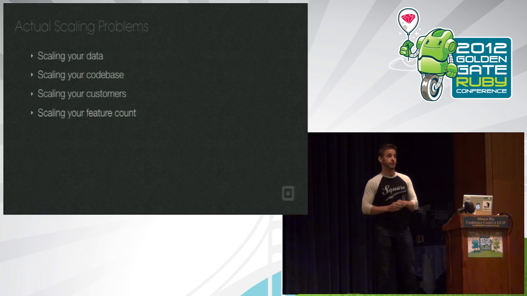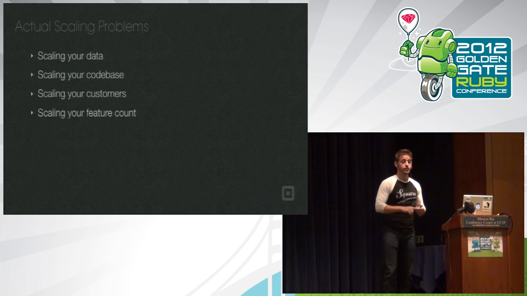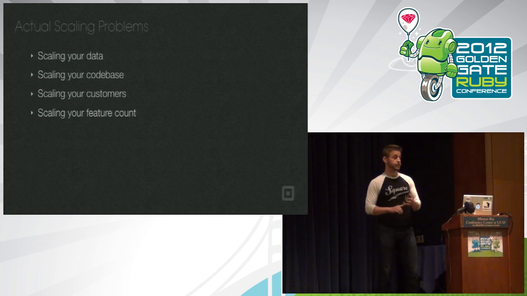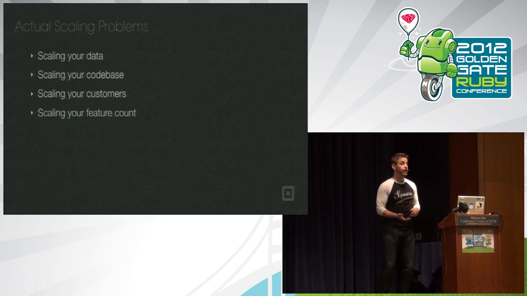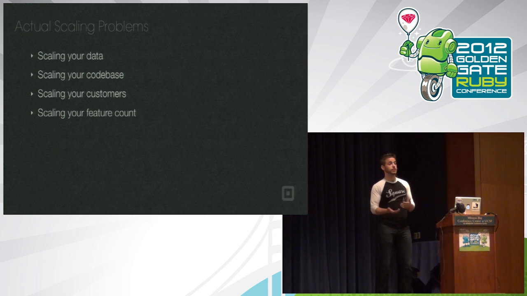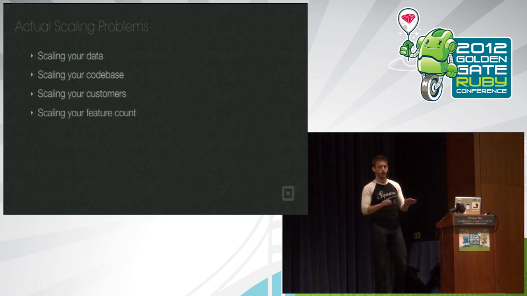Real problems that you have about scaling are scaling your data, scaling your code base, scaling your customers, and scaling your feature count. So data, that's mostly a solved problem. People have been doing it for years, and you can do it too. It's really a matter of getting familiar with your data, getting to understand it and know it, finding out what it likes and what it hates, what shape it needs to be in, and where it wants to live, for you to do the kind of things with it that you need to do with it. It's hard, totally possible though.